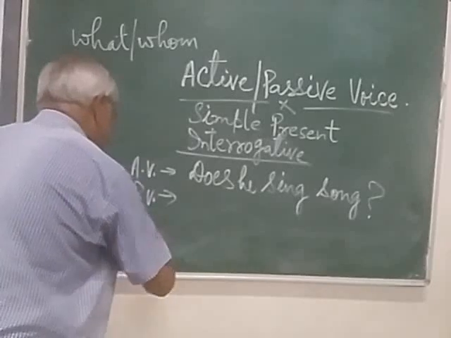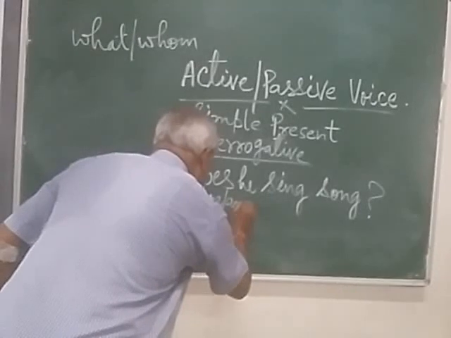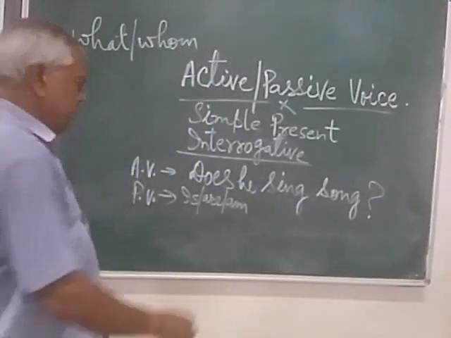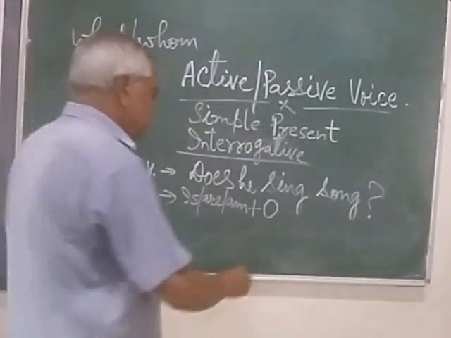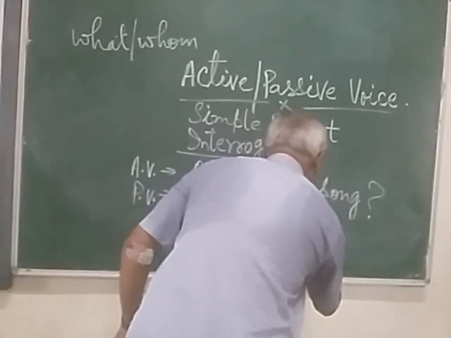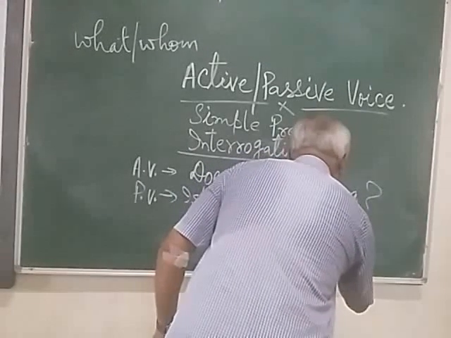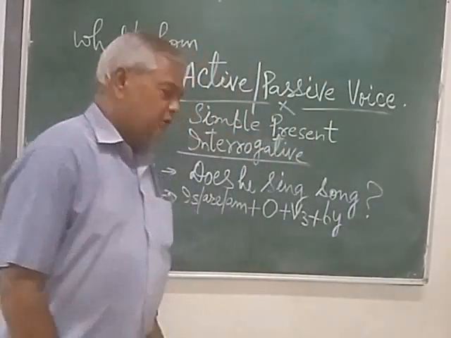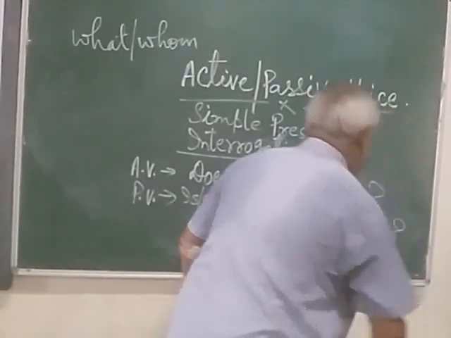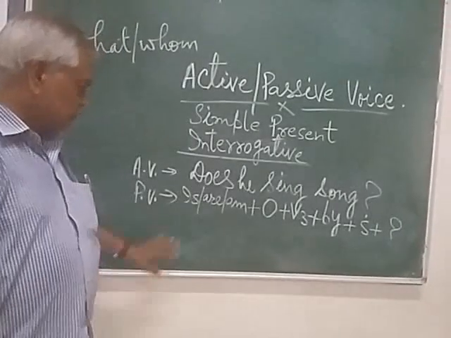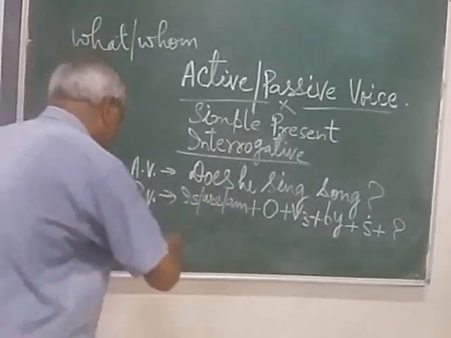So, passive voice will be, first of all, is/are/am. Then after that, object. Then after that, V3. Then after that, by. Then after that, subject. And in the last, the question mark. So through this formula, you can make this sentence into a passive voice.